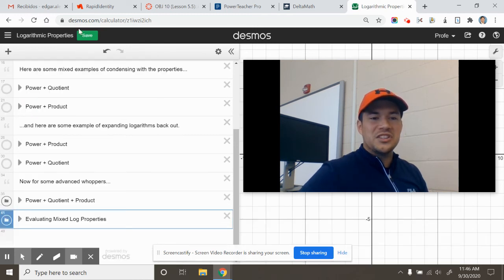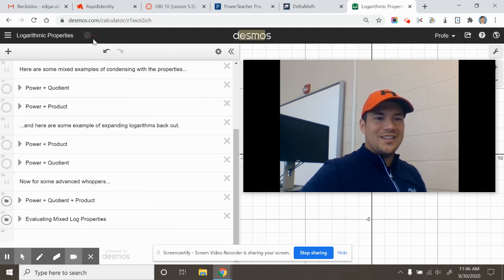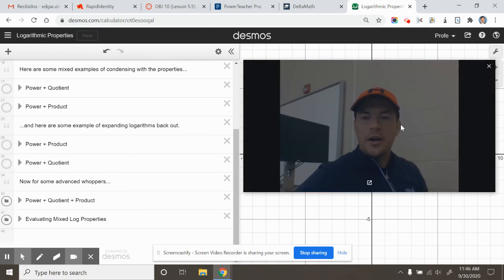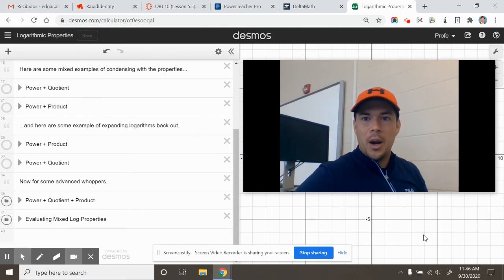This Desmos file is in addition to yesterday's, or the previous lesson's, Desmos file, but I've added a couple of folders, and thus we have a new link for it. So make sure you check out the last 2 folders, the advanced whoppers problems. All right. And that is how you knock out some advanced logarithmic properties.